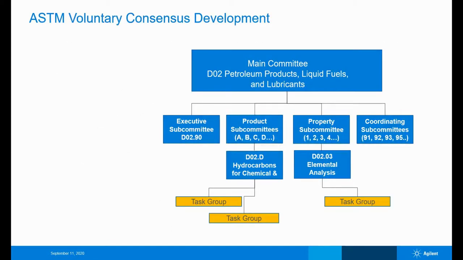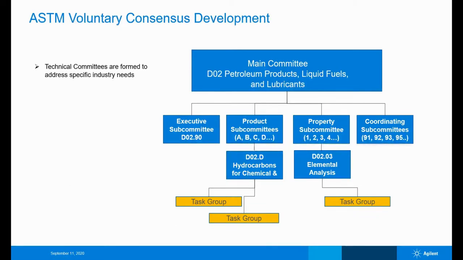The first item on our agenda is the fact that ASTM is a voluntary consensus development program. It is composed of many committees. The one that I am most familiar with and attend regularly is ASTM D2, which is the Petroleum Products, Liquid Fuels, and Lubricants Committee. It is part of the numerous technical committees that were formed to address specific industry needs, such as those noted in the title.